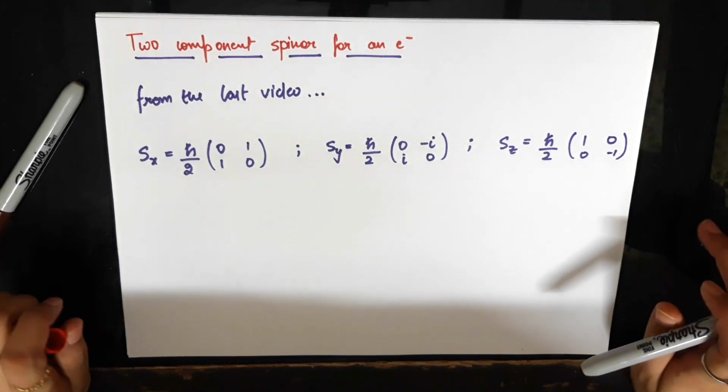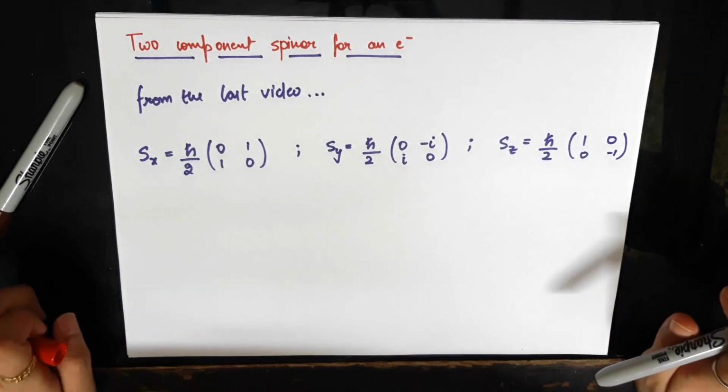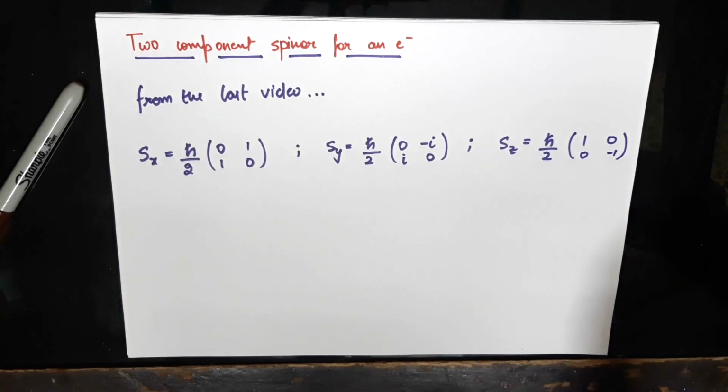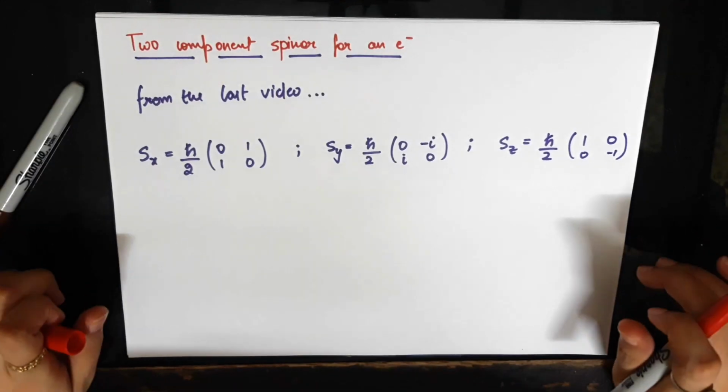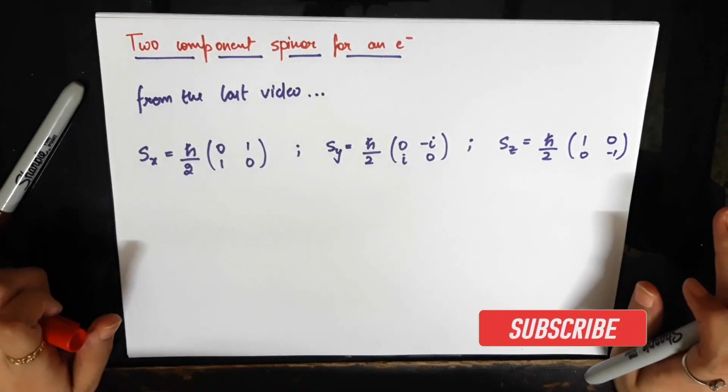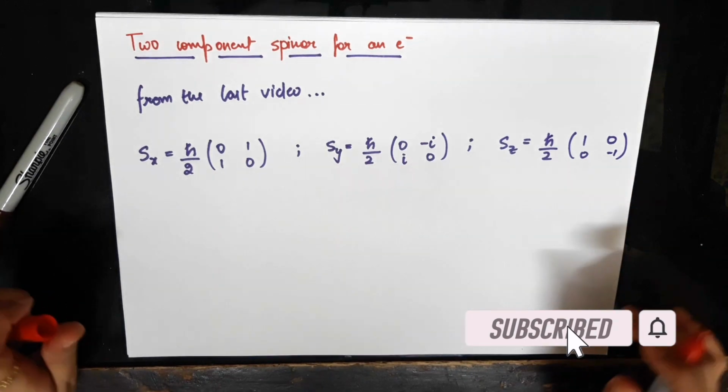Hello there, hope you are doing very good and welcome back to this series of tutorials on spin in quantum mechanics. And in this video, we are going to see what we mean by a spinor representation, and specifically in the context of an electron.